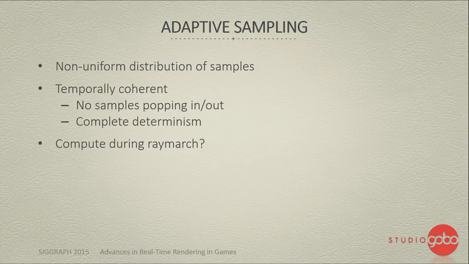And there's an interesting question. Because this is a simple sampling algorithm, could we compute this during ray march, which raises questions about perhaps doing real-time importance sampling per pixel. But we don't follow this direction any further yet, but we leave it as future work.